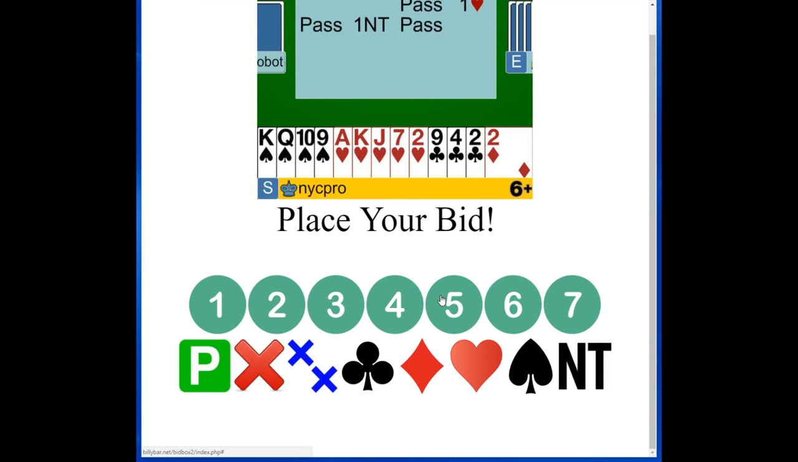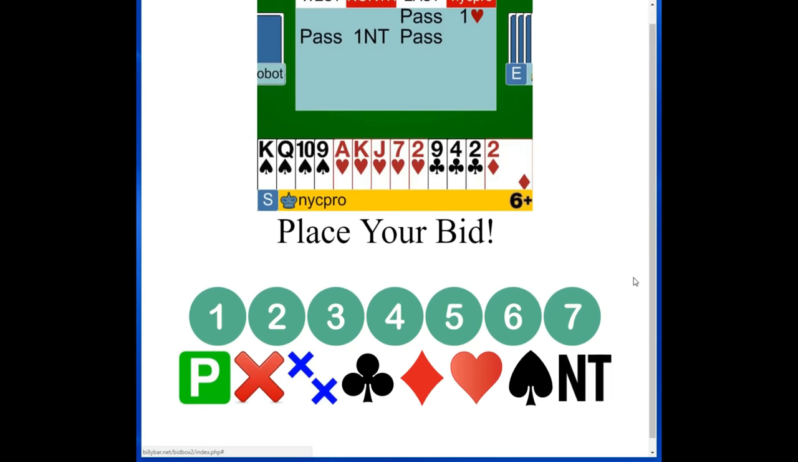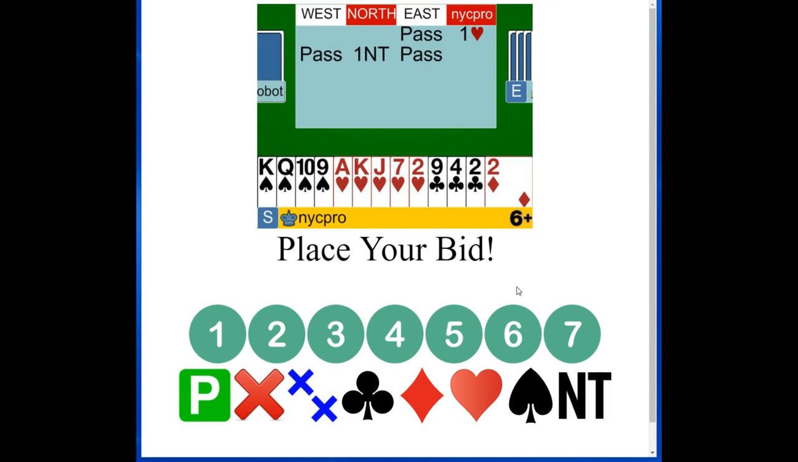We have opened one heart, and our partner has made the forcing no trump bid. So we open a heart, partner bids 1 no trump, and it's our choice what to do with this hand. I see someone put in an answer already, but I think that was for the last one. Don't worry about it.